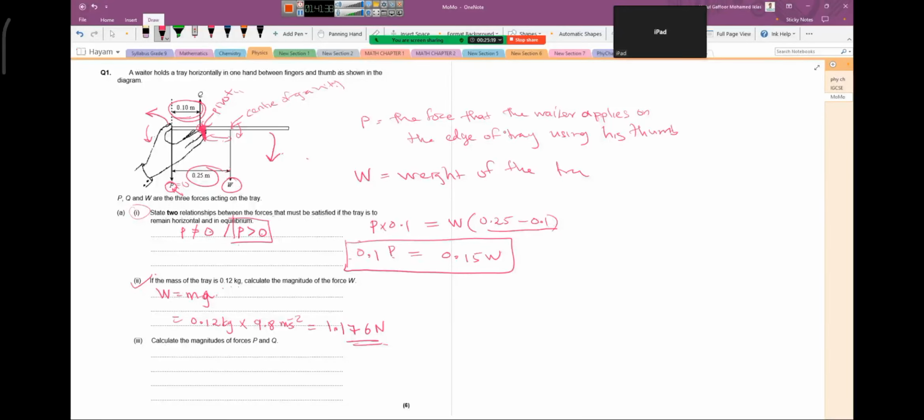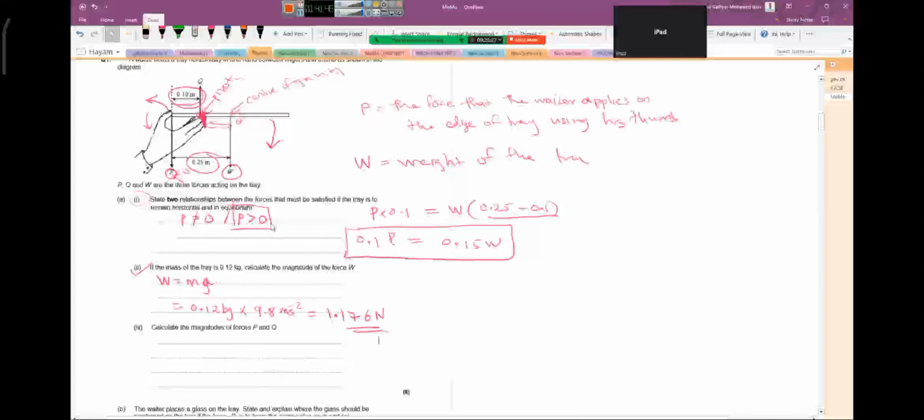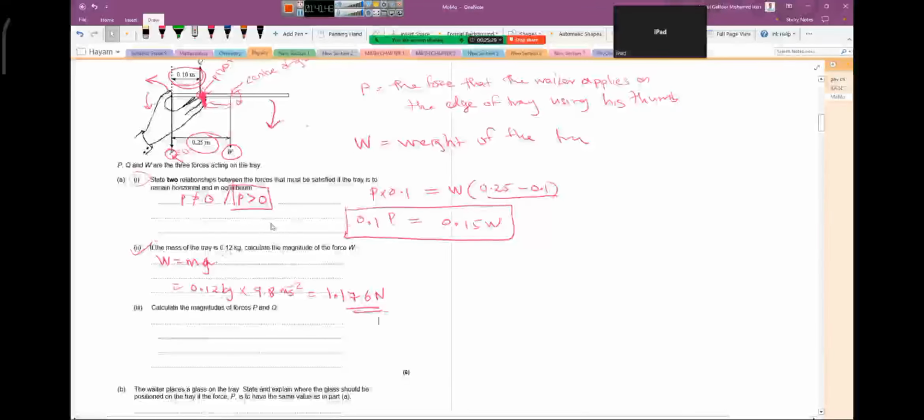So now you see here Q is the resultant force, right? So now we have found out W. Calculate the P and Q. Now how can you find out P? Using the first equation, we can find out P, right? So 0.1 P is equal to 0.15 W. We have calculated W, right? Can we plug this value into this expression?